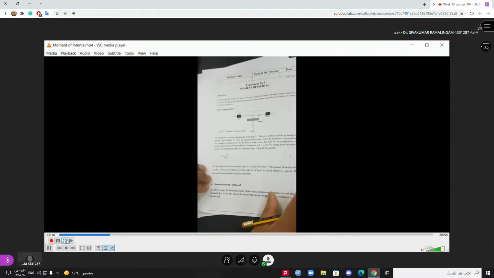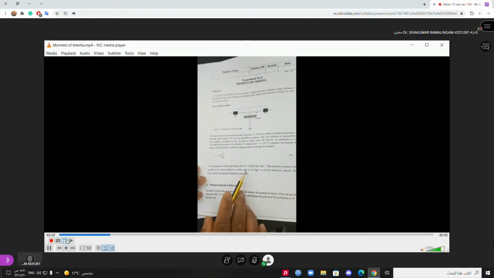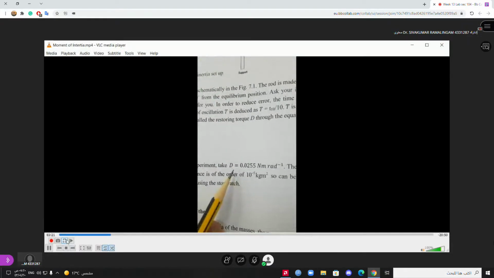And we have three parts in this experiment, right? The constant value of D, we are going to substitute this. The first part is calculating the moment of inertia of the rod only. T10 is the time taken for 10 oscillations, because we cannot measure the time period directly, as the time period is a very short duration.